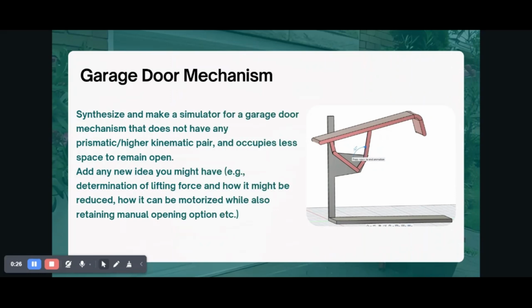We have designed a 3D model of a garage door mechanism that does not have any prismatic or higher kinematic pair and occupies less space to remain open. We have used two softwares, MATLAB for synthesis in both 2 and 3 dimensions and plotting graphs, and Autodesk Fusion 360 for making the model. You can view the model on the right hand side of your screen.